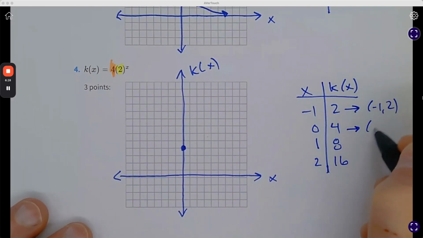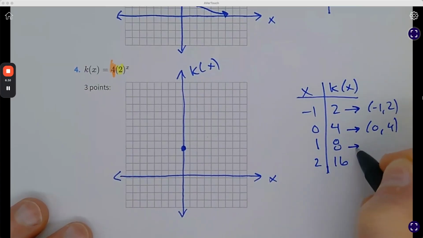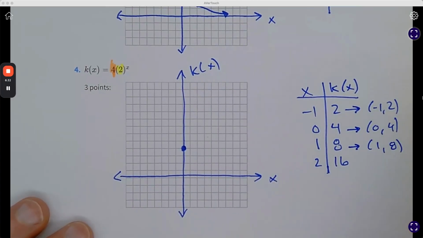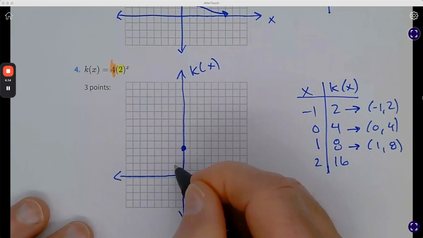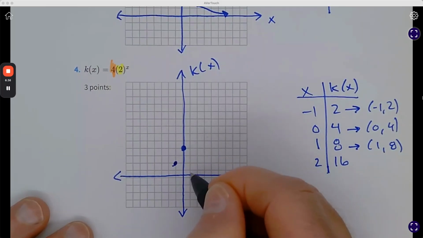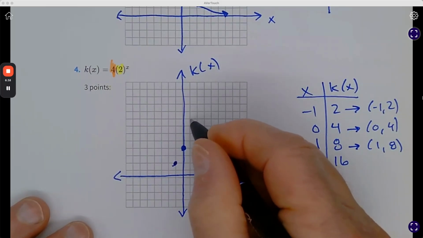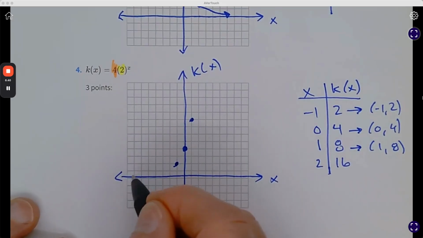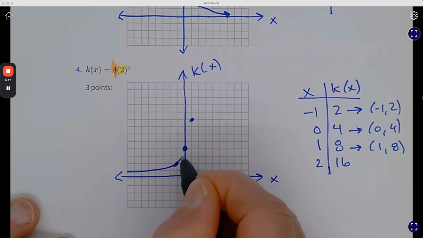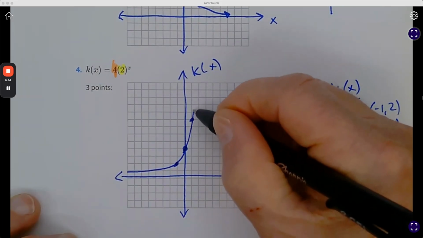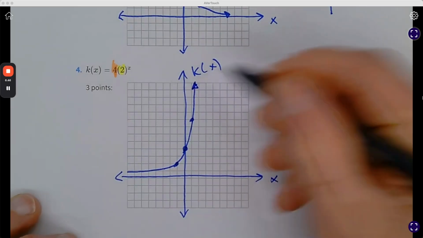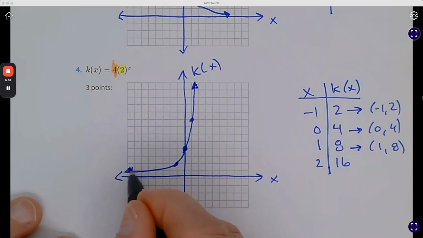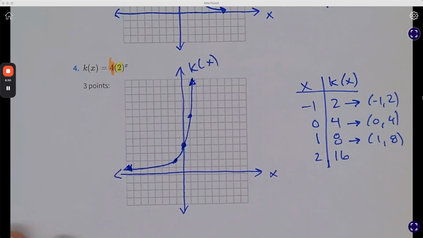3 solutions real quick. And then I'm going to plot those points. Negative 1, 1 half, 1, 8. And we're not going to do 2, 16 because it's out of our window for our coordinate plane. So boom, boom, and you is done.